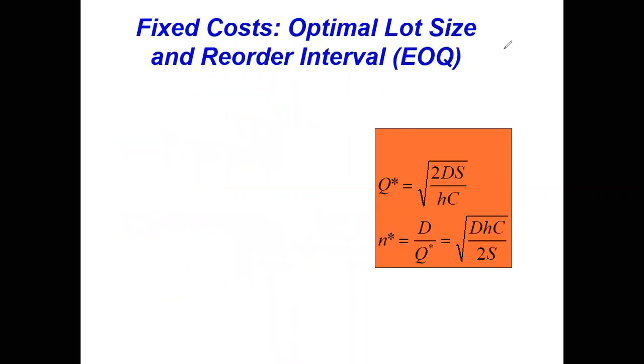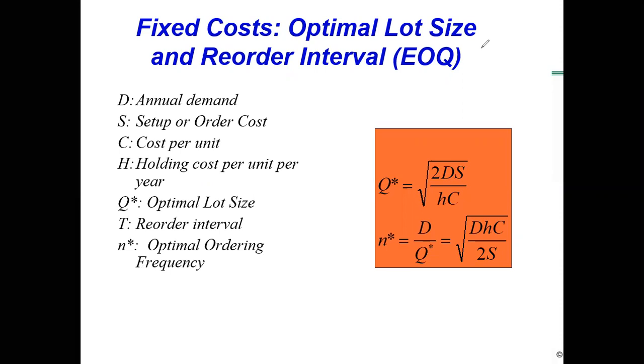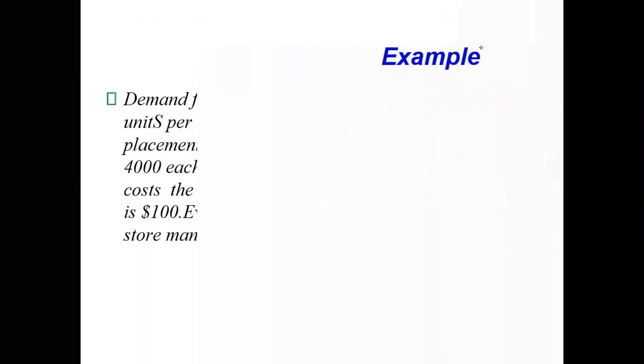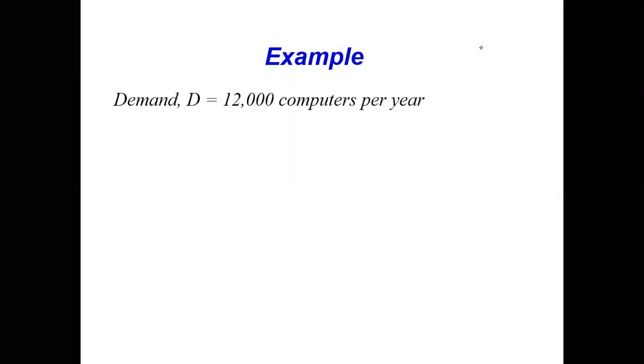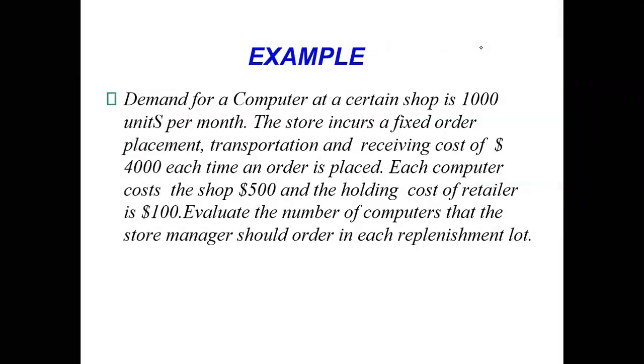Now let us go to a practice question. Here we have demand for a computer at a certain shop of 1,000 units per month. The store incurs a fixed order placement, transportation and receiving cost of $4,000 each time an order is placed. Each computer costs the shop $500 and the holding cost of the retailer is $100. We have to evaluate the number of computers that the store manager should order in each replenishment. Now we have to see what is the better quantity.